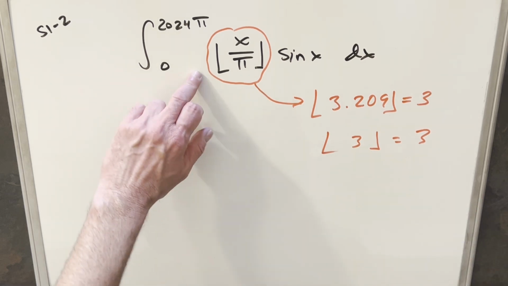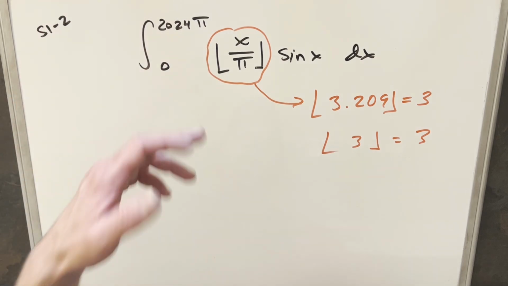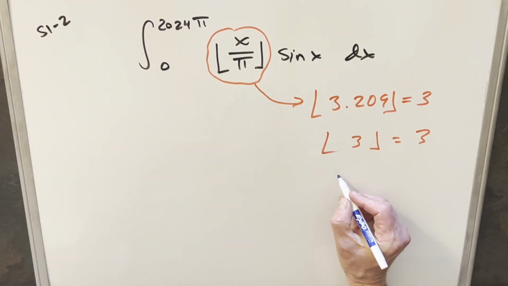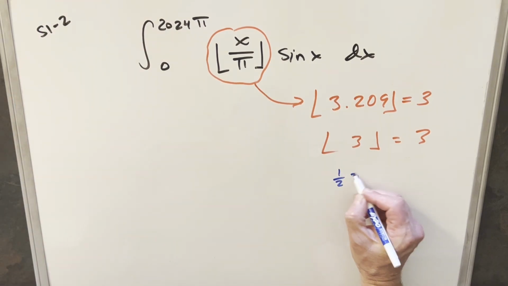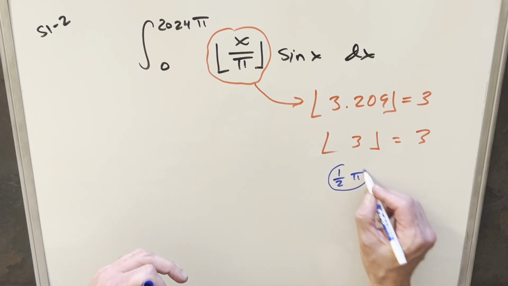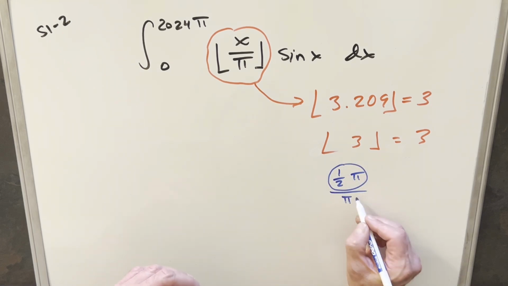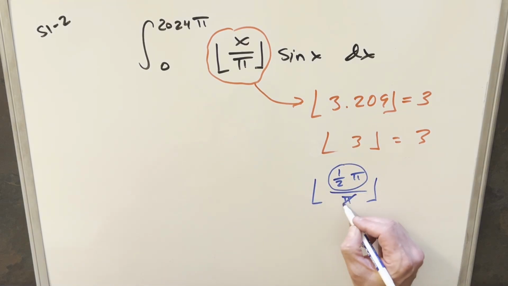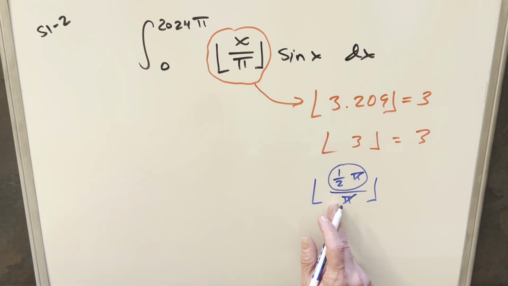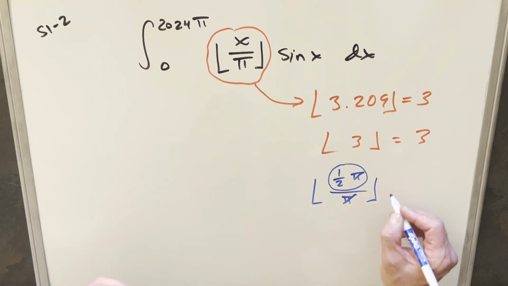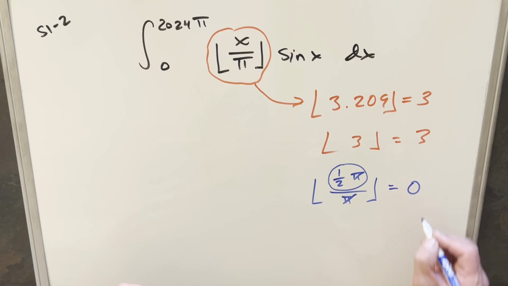Now, what we have in our problem is a little different, because we're dividing by pi. Looking at a few examples, what if we looked at 1/2 times pi as our x value? If we look at that over pi, the pi's are going to cancel out. So now we're evaluating the floor of 1/2. The floor rounds us down, and this value is going to be just 0.